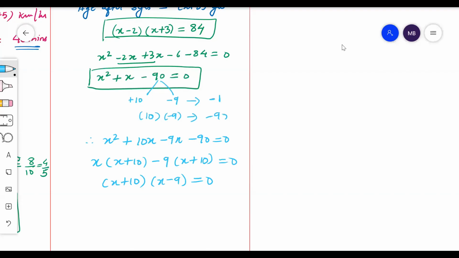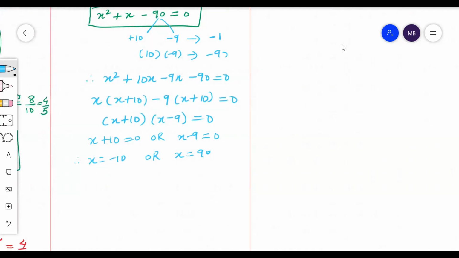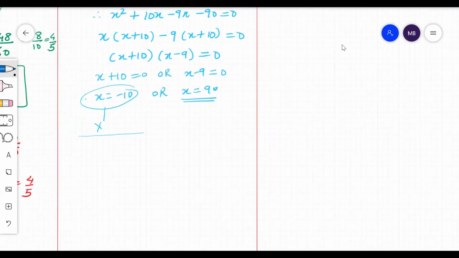Okay, so we have got two factors over here of X. So that means X plus 10 equal to 0 or X minus 9 equal to 0. So therefore X is equal to minus 10 or X is equal to 9. Right? Now, if you observe, what was our X? Our X was the present age of Pragati. Can age be negative? No, it cannot be negative. So therefore we discard this. We need to write that as age cannot be negative, therefore we discard X is equal to minus 10. So what are we left with? We are left with only X is equal to 9.